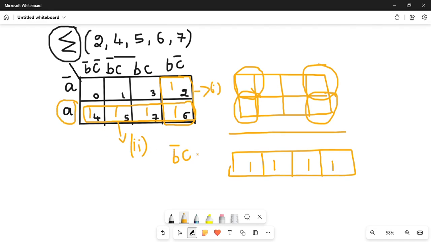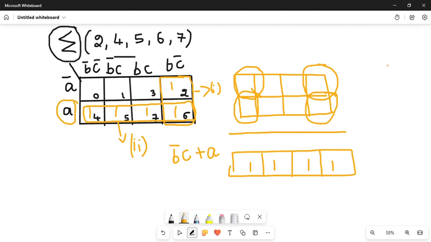So therefore it is nothing but you're supposed to write a over here, right? That means there are 4 ones here. There are 4 cells in a row, and each of the cells has 1 1 1 respectively. So if that is the case, all the variables at the top, b bar c bar, b bar c, bc and bc bar, will get eliminated, and only a will be remaining, right? That is one important thing.